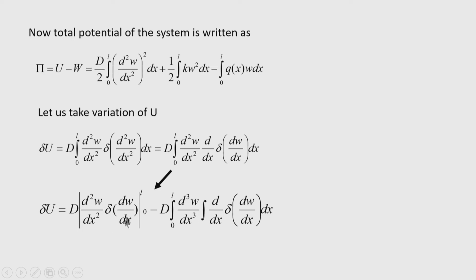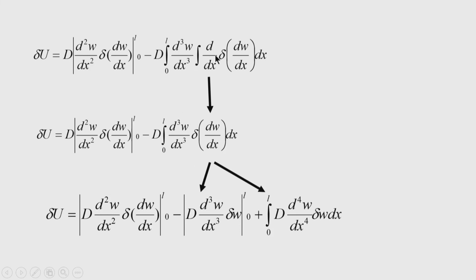So, integration of the second function is del dw by dx, and then I put the limit 0 to L. That means this quantity has to be found out at the boundaries 0 to L, minus the derivative of the first function, d cube w by dx cube, into the integral of the second function. In the next slide you will find that I have integrated this second function, and again we are getting this. So, this remains as it is.